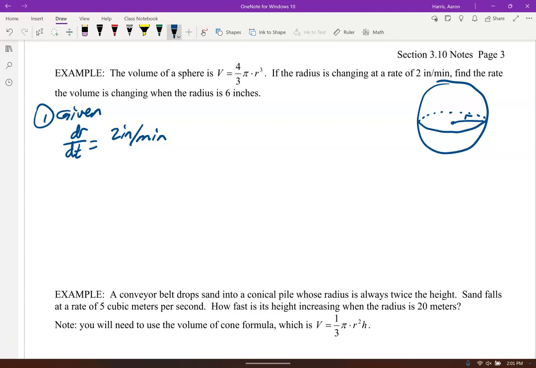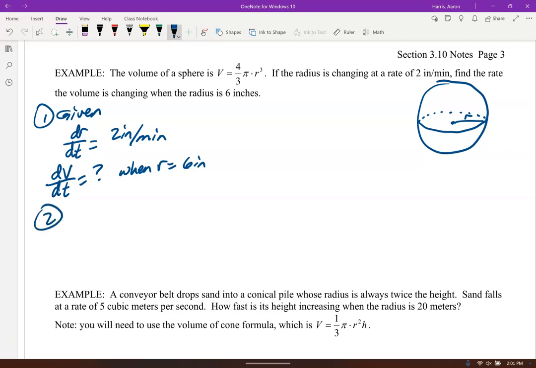What's the rate? How fast is the volume changing? So what's dV/dt would be, at the exact moment that the radius is 6 inches? Imagine again you're blowing this balloon up, and the radius is changing at 2 inches per minute. So how fast is the whole volume changing at the moment that the radius is 6 inches?